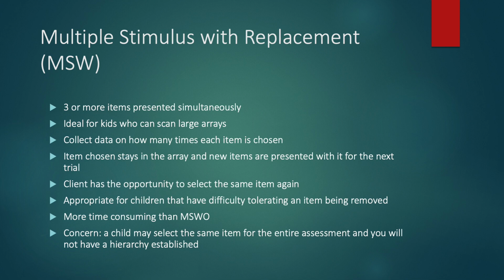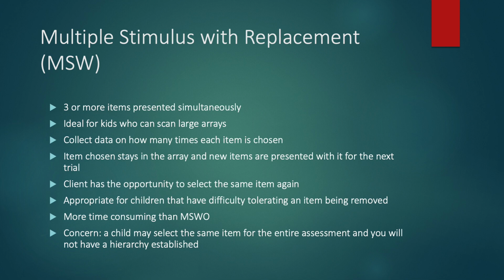Well, with the multiple stimulus preference assessments, there are two types, right? We have the multiple stimulus with replacement and then the multiple stimulus without replacement. For both of these assessments, we're going to be simultaneously presenting 3 or more items on the table or on the floor or wherever it is. In one specific place, we're presenting an array of 3 or more items. So that's why it's called a multiple stimulus preference assessment.